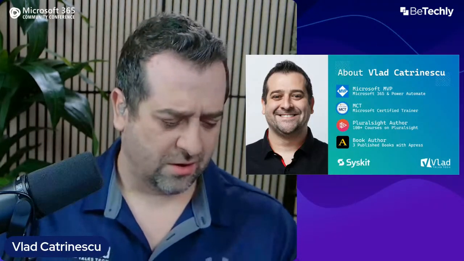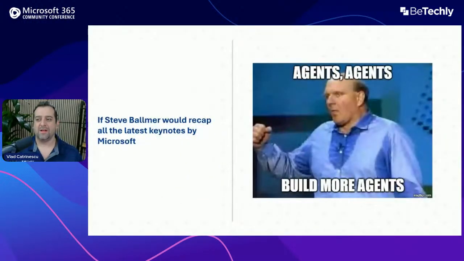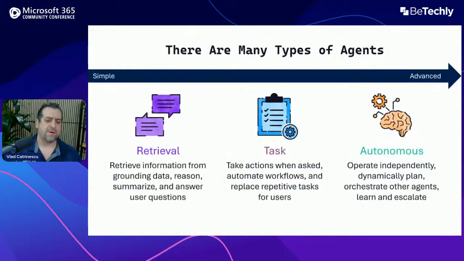So first of all, why do we even care about agents? Why does everybody talk about it? And let's be honest, if Steve Ballmer would still do keynotes today, this is probably what he would scream on stage instead of developers: it's all about agents. We're not going to go into all the theory right now, but what I want you to know is that there are many types of agents out there. We've seen in Microsoft keynotes agents that are very, very complicated, agents that are autonomous, but not every agent needs to be complicated.